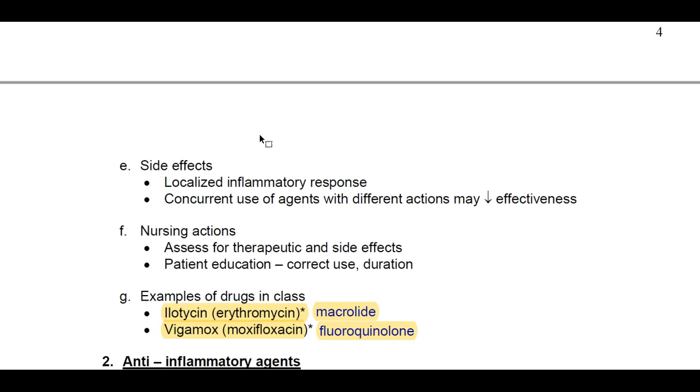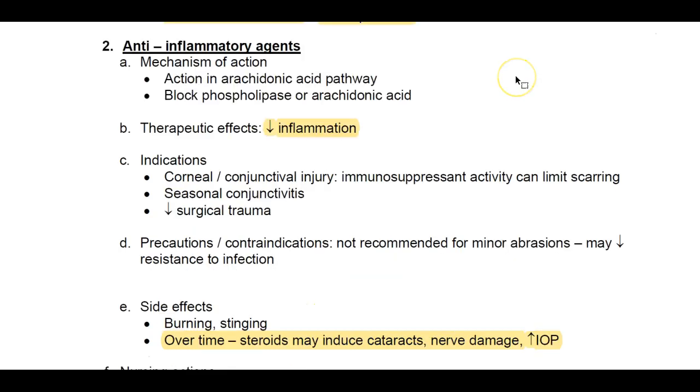Examples of drugs under this class are erythromycin, which is a macrolide, and moxifloxacin, which is a fluoroquinolone. Anti-inflammatory agents. The mechanism of action of anti-inflammatory agents is basically action on the arachidonic acid pathway, which is a pathway involved in inflammation. It blocks phospholipase or arachidonic acid, therefore decreasing the inflammatory response.